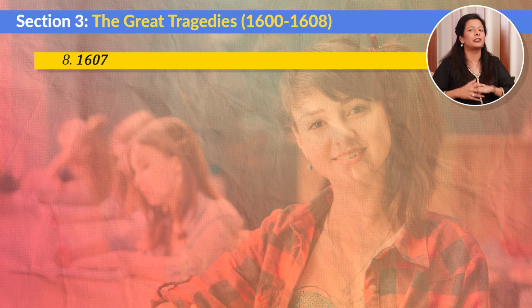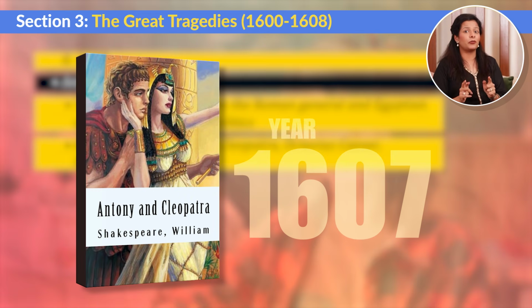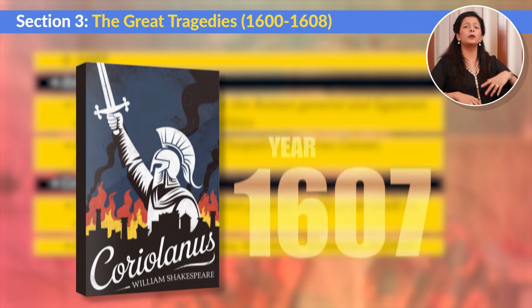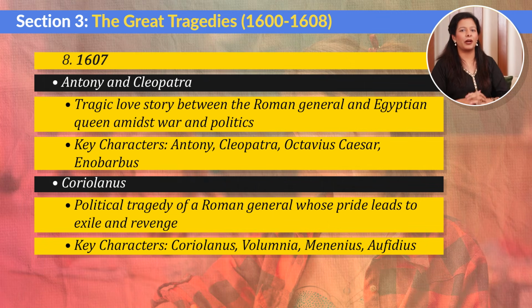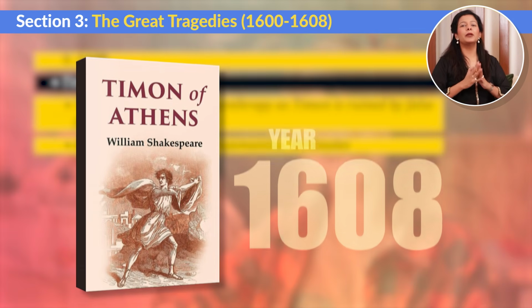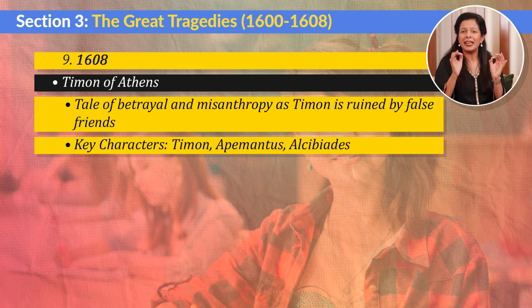Then, in 1607, Antony and Cleopatra presents a passionate and tragic love story between the Roman general Antony and the Egyptian queen Cleopatra. Also in 1607, Coriolanus follows a proud Roman general who falls out of favor with his people and turns against Rome. His strong willed mother, Volumnia, plays a key role. Finally, in 1608, Timon of Athens explores themes of friendship and betrayal as Timon is ruined by false friends and retreats into bitter solitude.